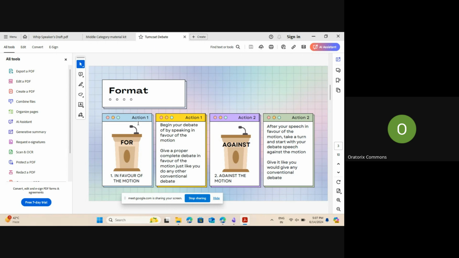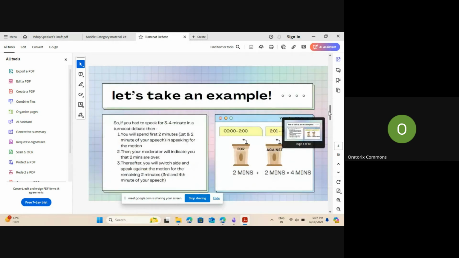Let's understand this from an example. Then things will be way more clear to you. Let's say that you have a 4-minute turn code debate. You will go on the stage and spend the first 2 minutes of your speech speaking in favor of the motion. Then your observer or your judge will indicate that 2 minutes have passed. Then you will switch sides, and for the remaining 2 minutes, from 2 minutes 1 second to 4 minutes, you will speak against the motion. Okay. Is there any doubt in this?